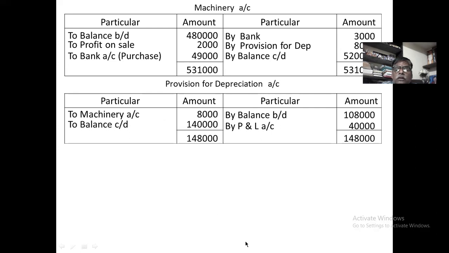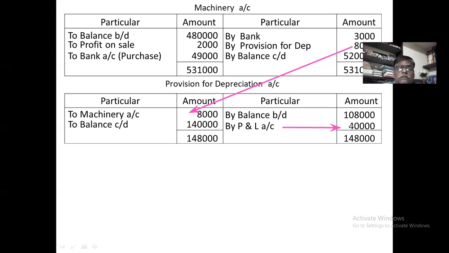You take this 8,000 provision. You write here the 8,000 provision. Then close the account. 1,48,000 total. And the difference is 40,000. This difference amount is equal to the depreciation charged. Depreciation charged is 40,000 in the problem. That is equal to the depreciation charged during the year. This 40,000 goes to your funds from operation. Clear?